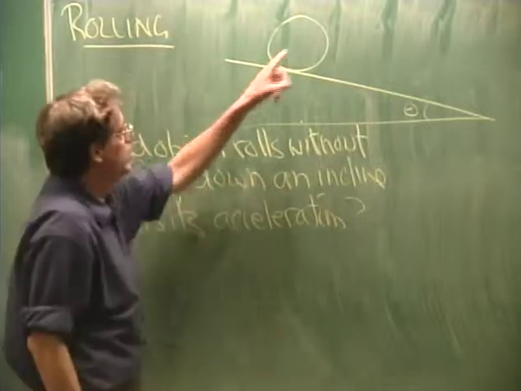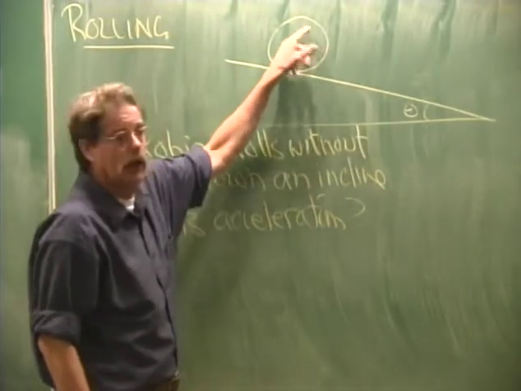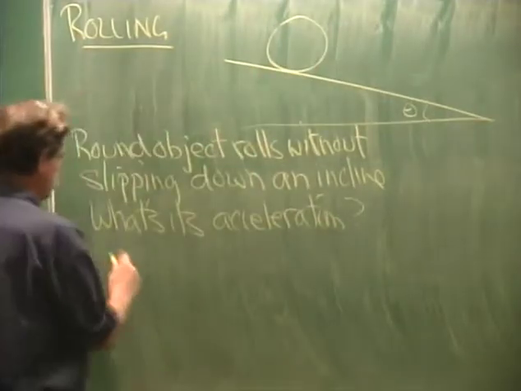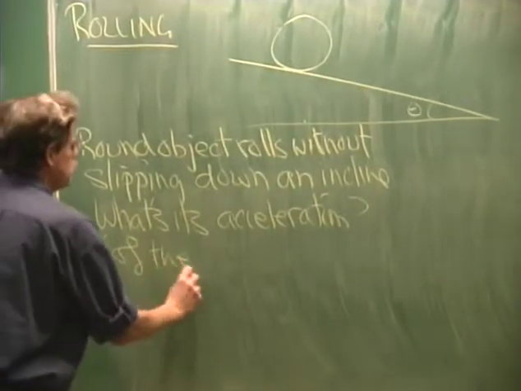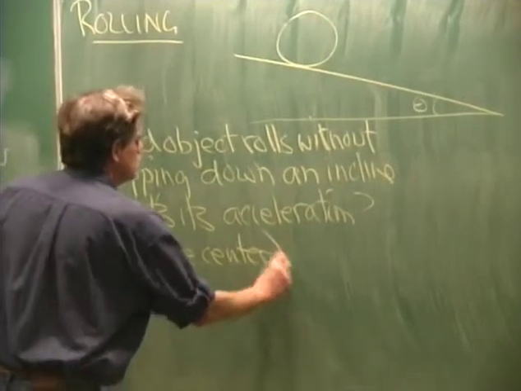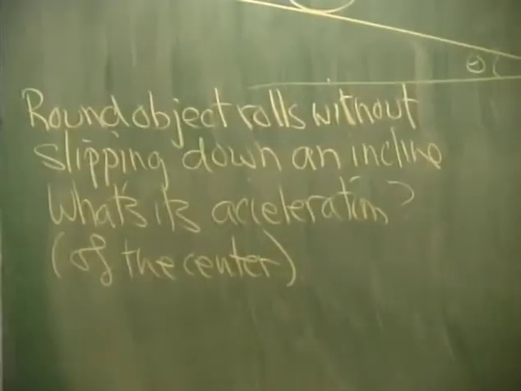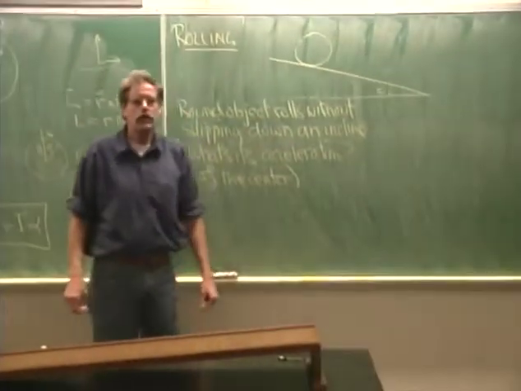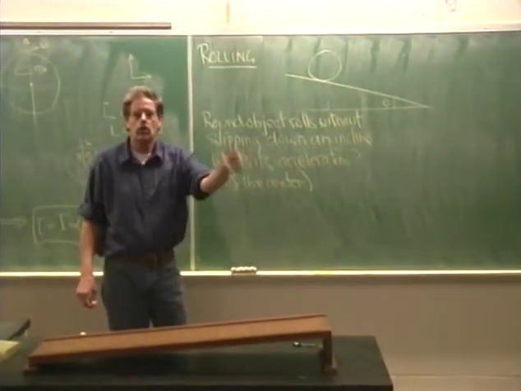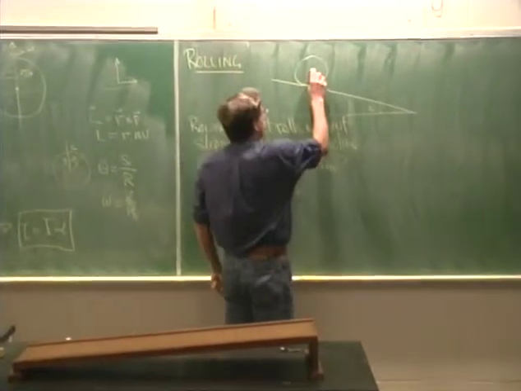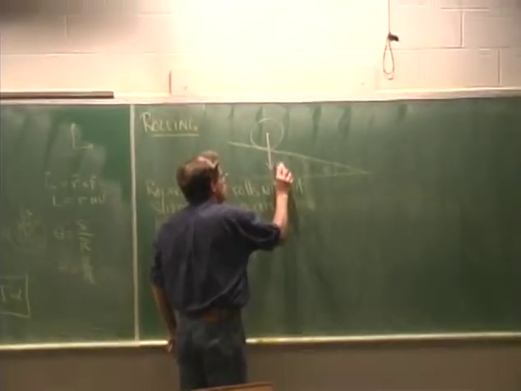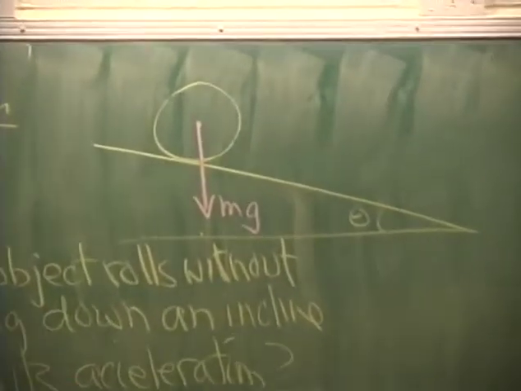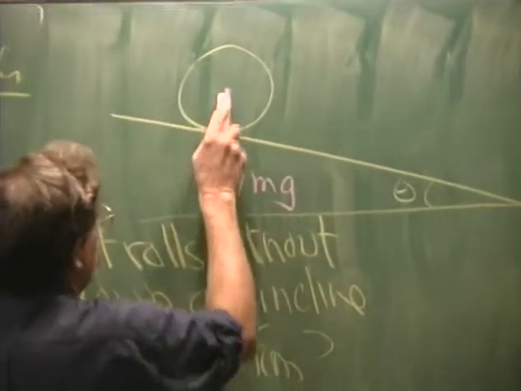More precisely, I guess, because different points on it have different motions. I mean, what's the acceleration of the center? Tell me, what forces act on this as it rolls down there? Gravity. Very good. mg. Normal force. You better believe it, otherwise it will be going straight down.